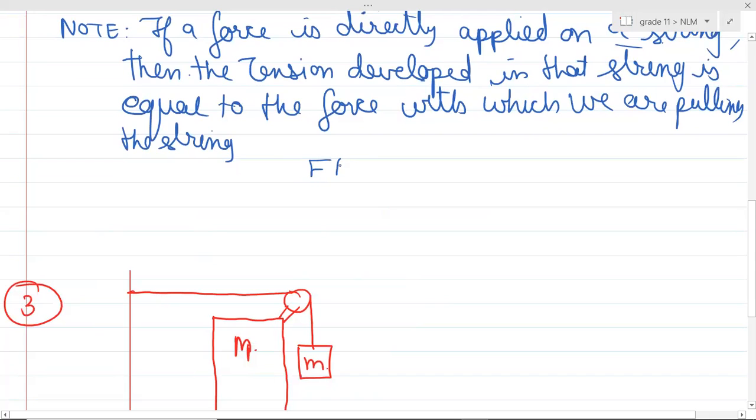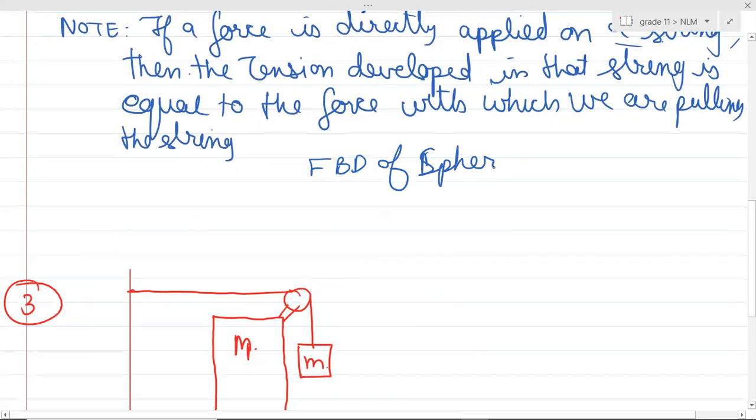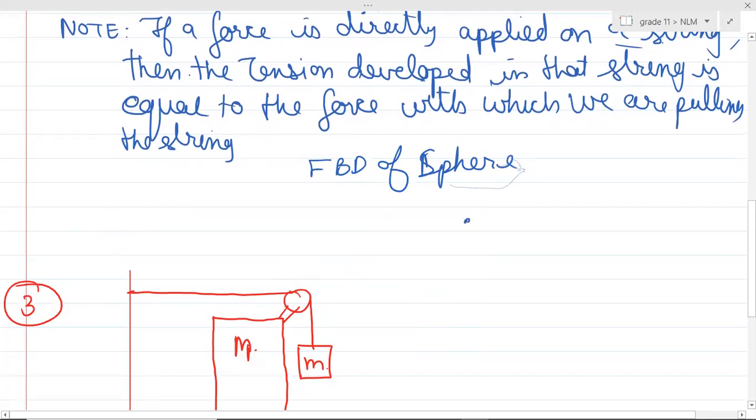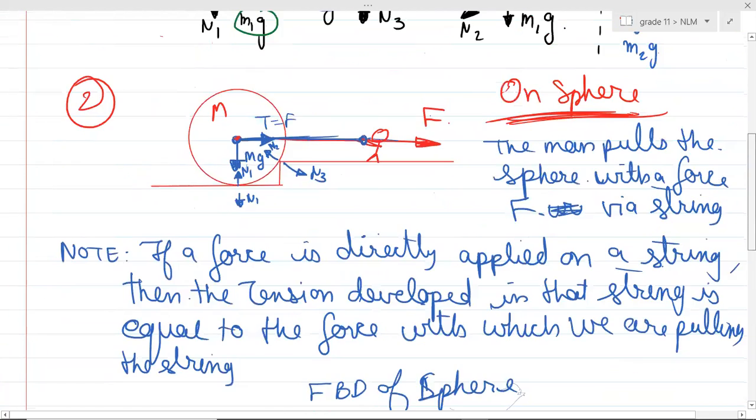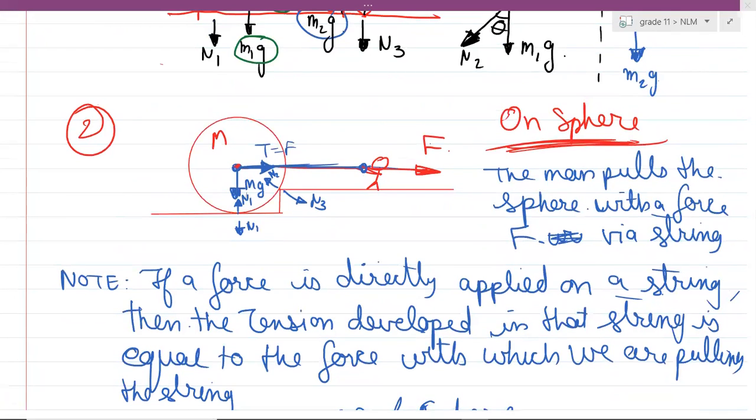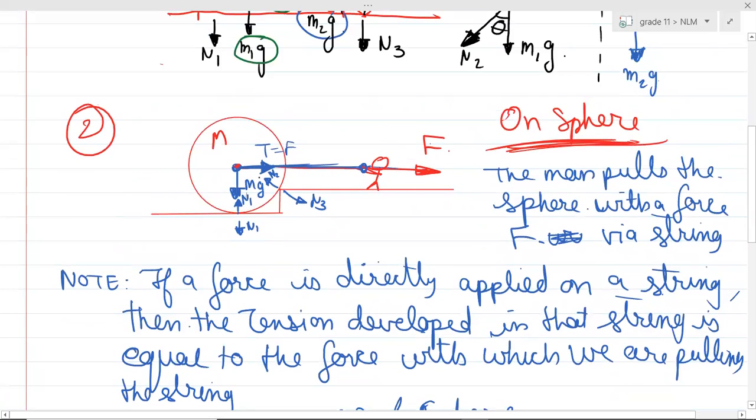And now if I draw the free body diagram of the sphere, then what all forces are acting on the sphere? There is mg acting in the downward direction, yes or no? So I have drawn this mg. Can you see this N1 acting on the sphere in the upward direction? Can you see this N2 acting on the sphere in that direction?